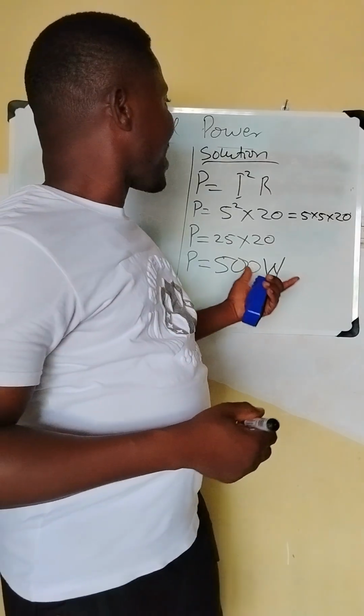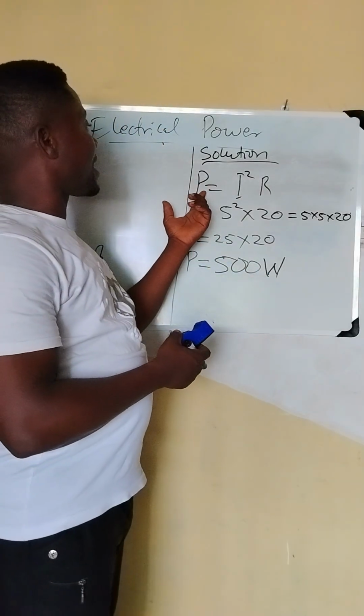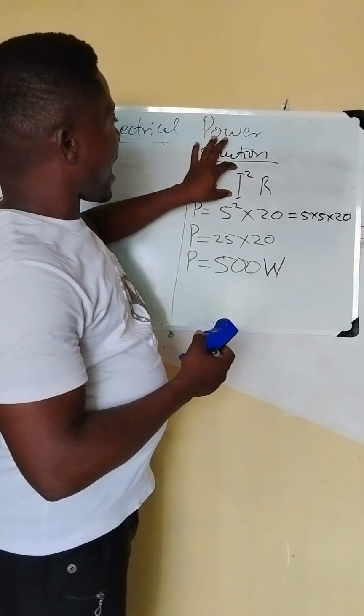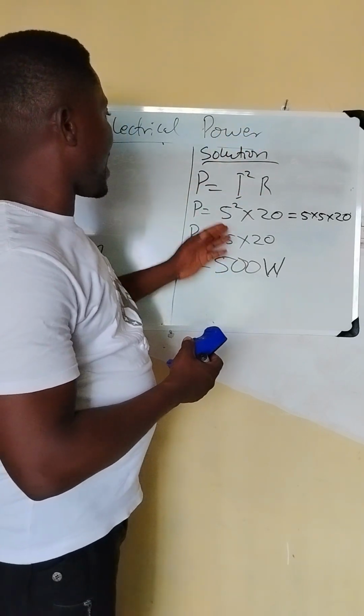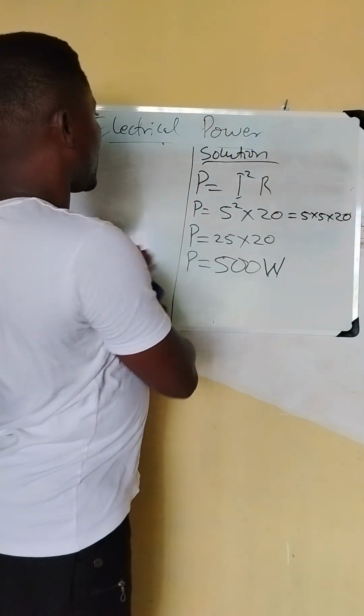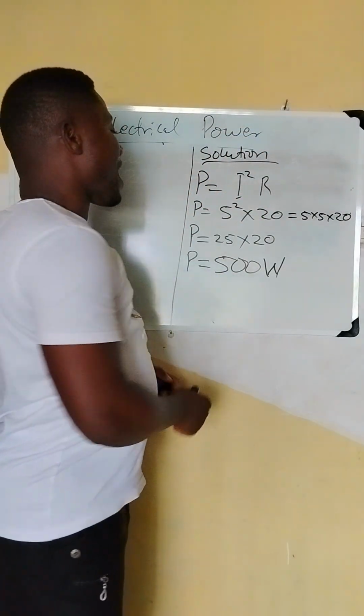Right. So if you look at this, let me explain again. P is equal to I raised to the power of 2 multiplied by R. Now substitute the values into the formula and you get 500 watts.